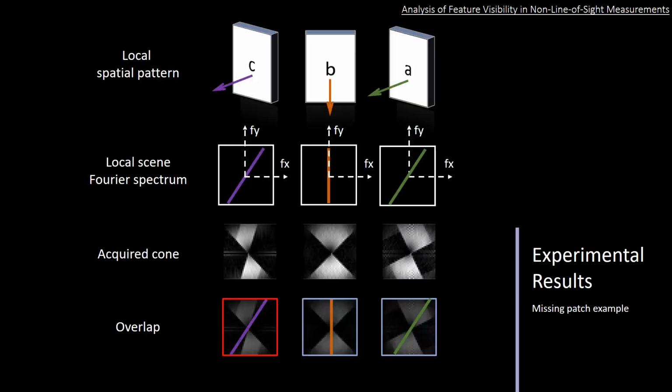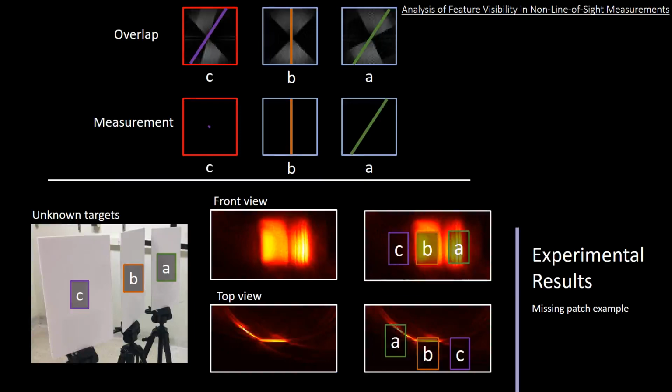Let's now take a look at the Fourier domain. The purple and the green lines are located at the same angle. The position-dependent cone that is actually measurable is shown in the next line. From the overlap of the cone and the scene features, we see that the spectrum of patch C is outside its local measurement cone. We therefore have acquired the information shown in the second row.